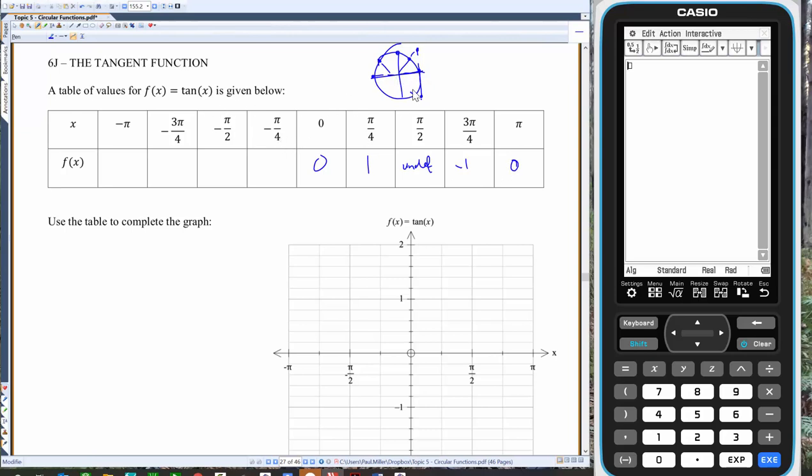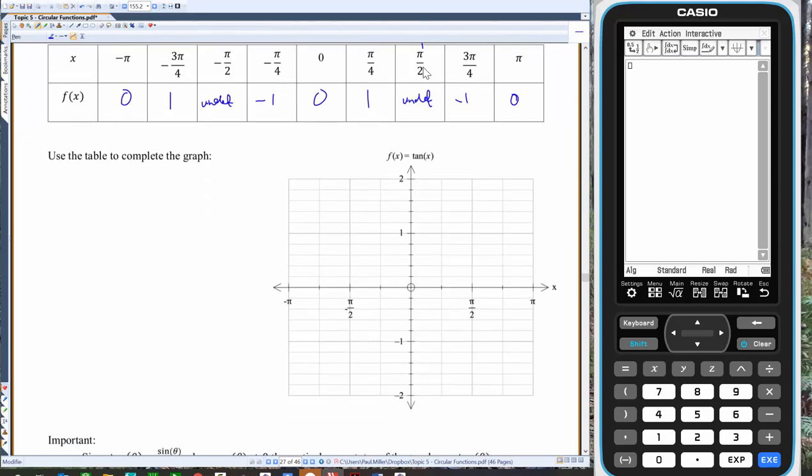So we're going to go negative pi on 4 units around the unit circle, so we're going to end up there at -1. That's going to be undefined because it'll run parallel to the tangent. 3 pi on 4 is down here, which will hit the tangent at 1, and negative pi is here, which goes to the tangent at 0.